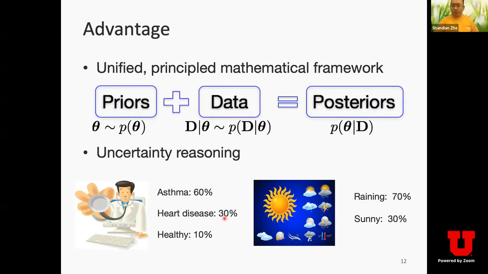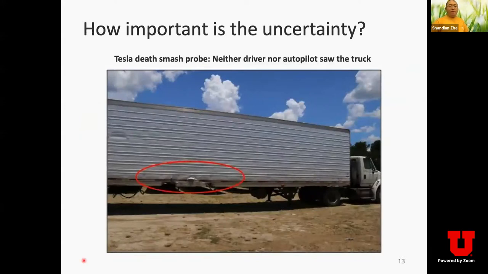This is another example to show why uncertain reasoning is important. Here is another example: a well-known fatal accident in Tesla's autonomous driving a few years ago. The driver was actually watching Harry Potter and didn't look at the road. So he let the car drive itself. But unfortunately, the car failed to differentiate the sky, the white cloud here, from the truck, because they're both white. So finally, the car hit the body of this truck and crashed.